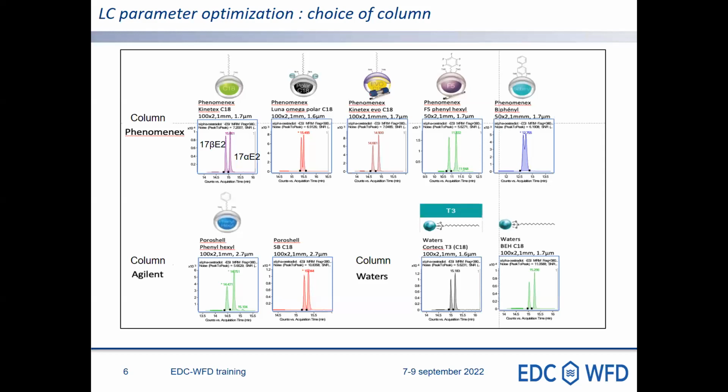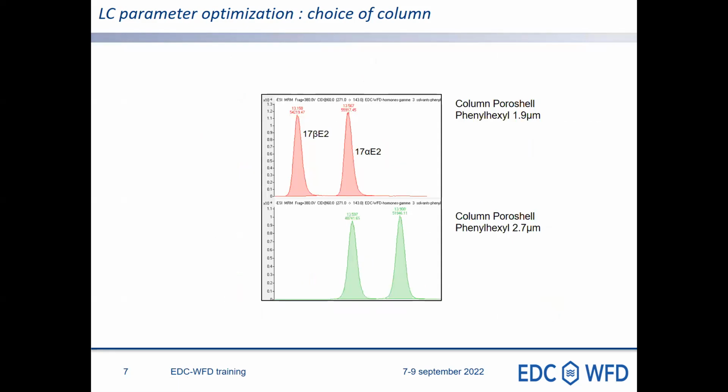And here you see that you have a very different type of performance in terms of resolution depending on the choice of the column. But you see really that you have really column and chemistry that are highly performing in terms of resolution. So it is really possible to easily separate these two isomers. So here you have a nice example of successful separation of both API isomers.